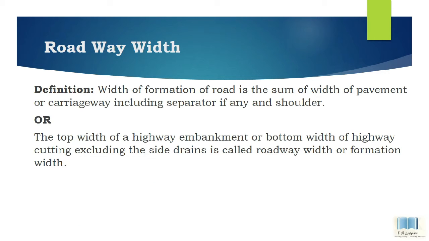Then next is roadway width. This is the next element of geometric design of highway. So what is roadway width? Width of formation of road is the sum of width of pavement or carriageway including separator if any and shoulder. Means it is the sum of width of pavement or carriageway and the shoulder.